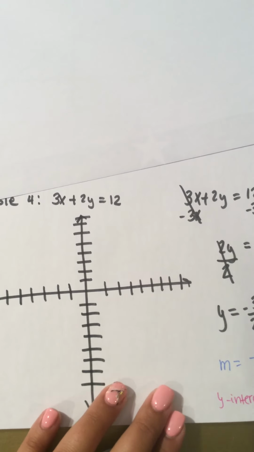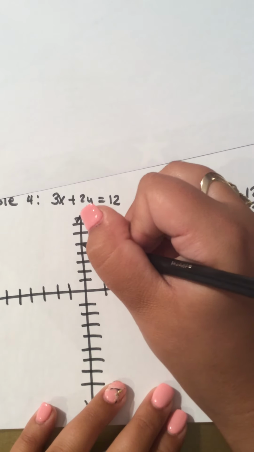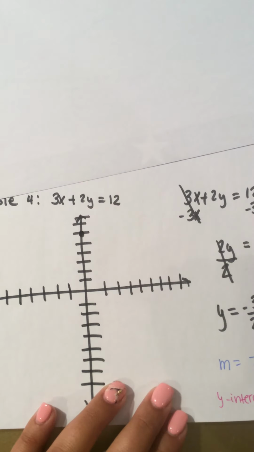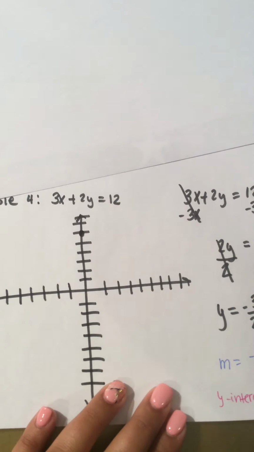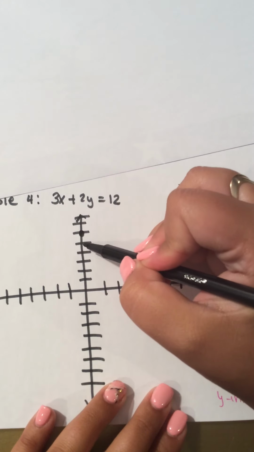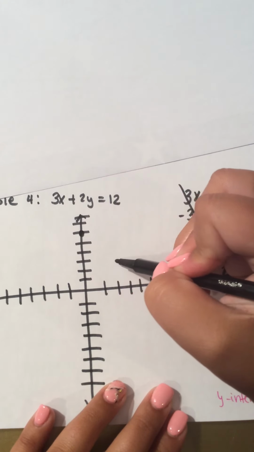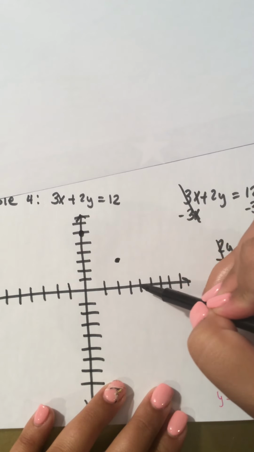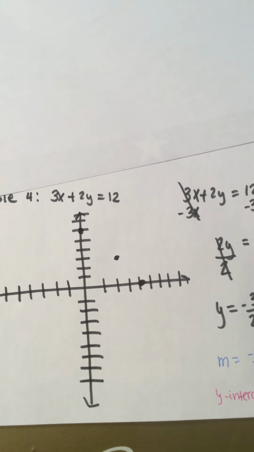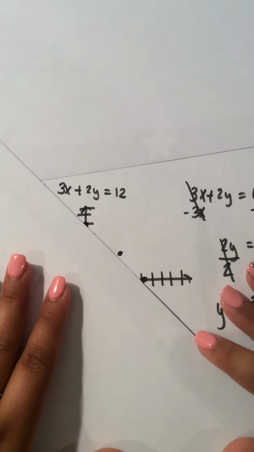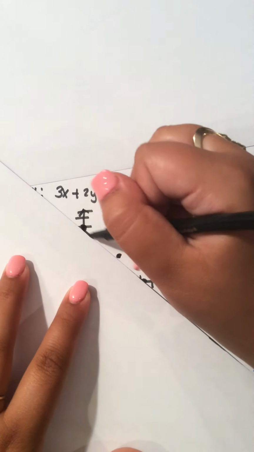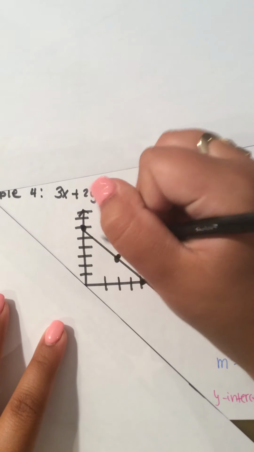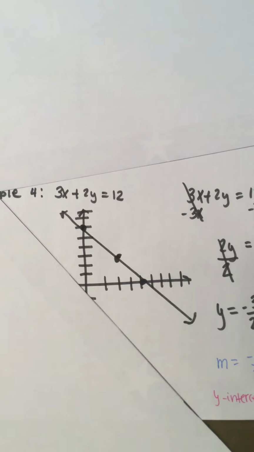So let's go up 6. So 1, 2, 3, 4, 5, 6. We're going to go down 3 over 2. So remember, it's going to go down this time. So down 1, 2, 3 over 1, 2. I'm going to do it again. Down 1, 2, 3, 1, 2. Okay. I'm going to leave it like that just because this one's kind of hard to graph. And then I'm going to connect those dots and graph it.